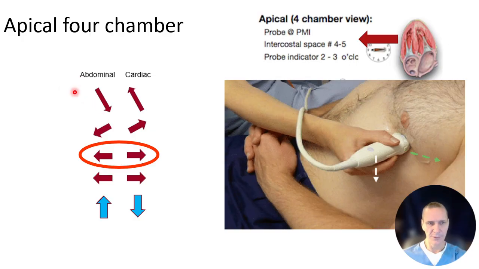Okay, so you've done the parasternal long, 90-degree turn to the right. You get the parasternal short. Now you come from the parasternal short to the apical four chamber. Depending on which mode you're already in, the indicator will be opposite. The apical four chamber in cardiac mode has the indicator to the right, and abdominal mode will have the indicator to the left.